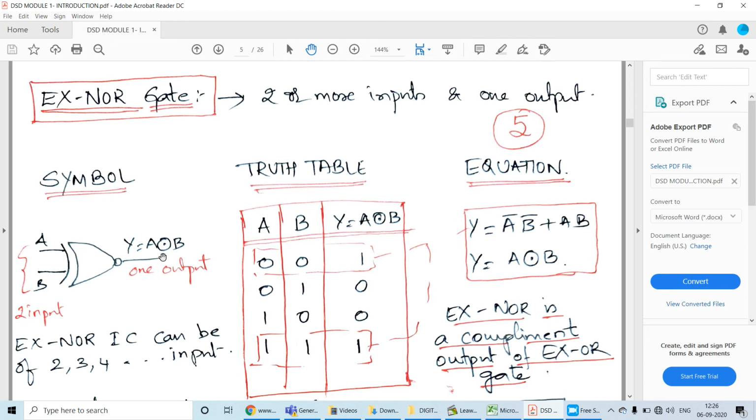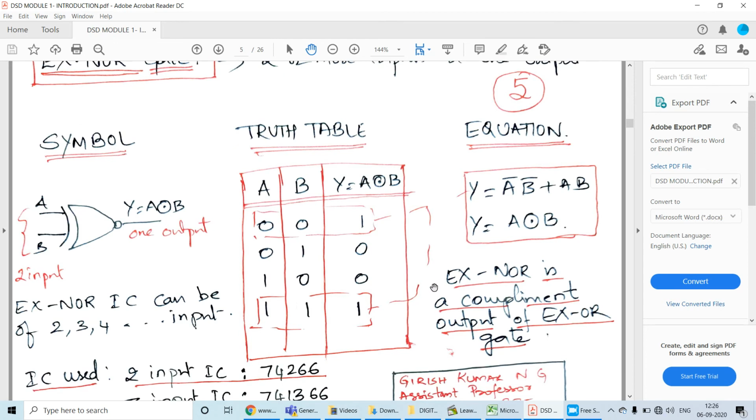Keep this in mind. So coming to the truth table, we have A and B. I said it is the complement of XOR. Earlier, when both the inputs are 0 or both the inputs are 1, in the XOR gate we used to get 0. Now when both inputs are 0 or both inputs are 1, we get an output equal to 1. And for the other two combinations we get output 0. So this is exactly the complement of the XOR gate.